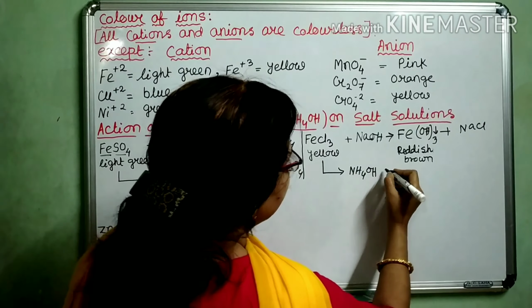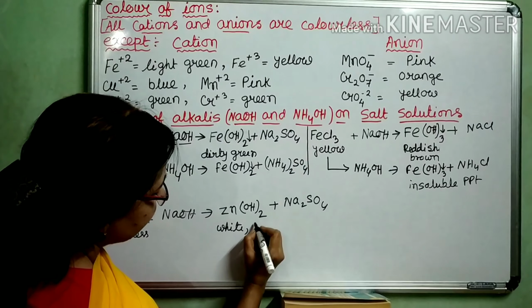First, it is colorless. When it reacts with NaOH, first metal hydroxide is formed and Na2SO4 is formed, and the color of the metal hydroxide, this means zinc hydroxide, is white gelatinous solid.